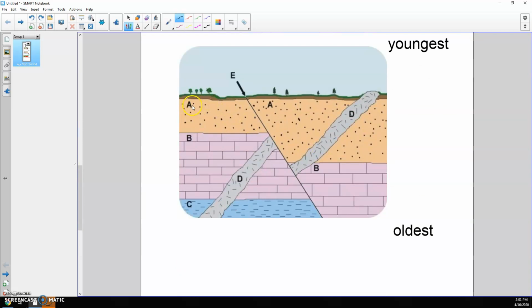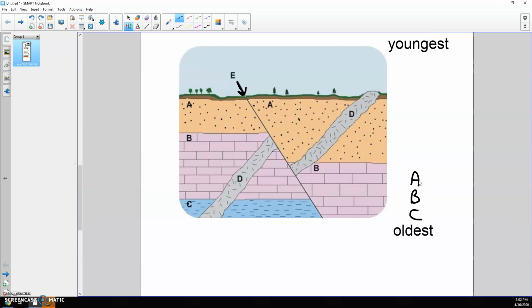So we've got A, B, C rock layers, and then we have a fault or a break in the rocks, that's E, and then we have D here, and D is an igneous intrusion. Keeping in mind that all the layers started flat, except for intrusions. Intrusions don't start flat, and I'll explain why in a minute. But keeping in mind the layers start flat with the oldest at the bottom, C is the oldest, and then B, and then A.